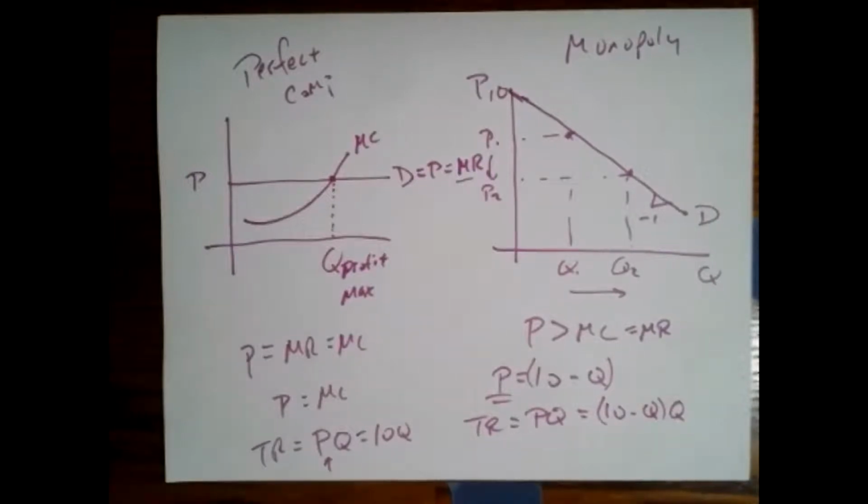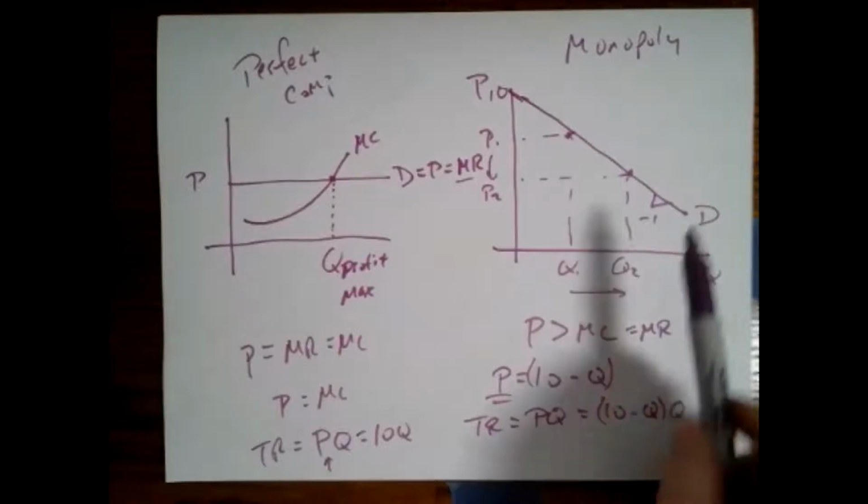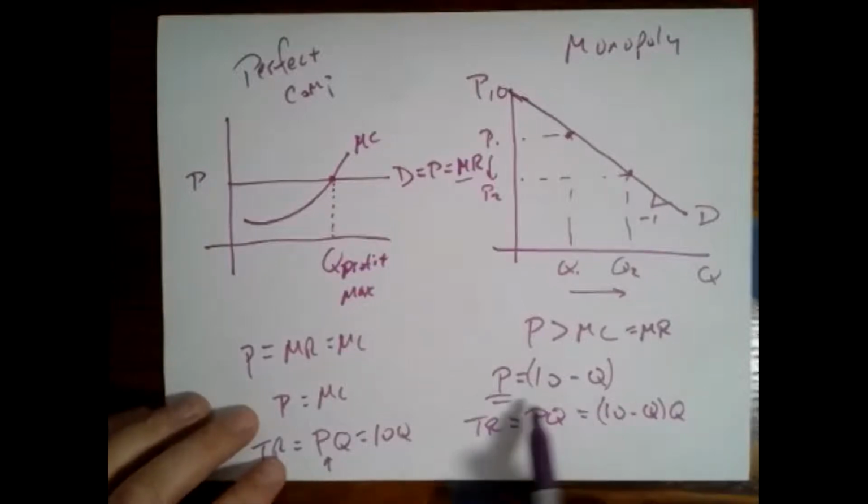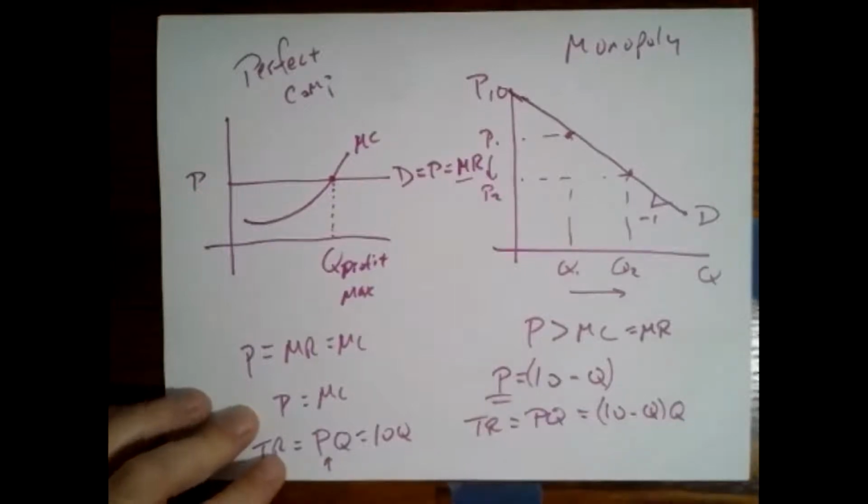So when you look at a monopolist and their demand function, you're going to want to know the inverted demand curve, because that's going to tell you what the price is going to be equal to. Remember, this is our inverted demand curve because it's set as P equals 10 minus Q. Our standard demand curve is Q equal to some function of P.